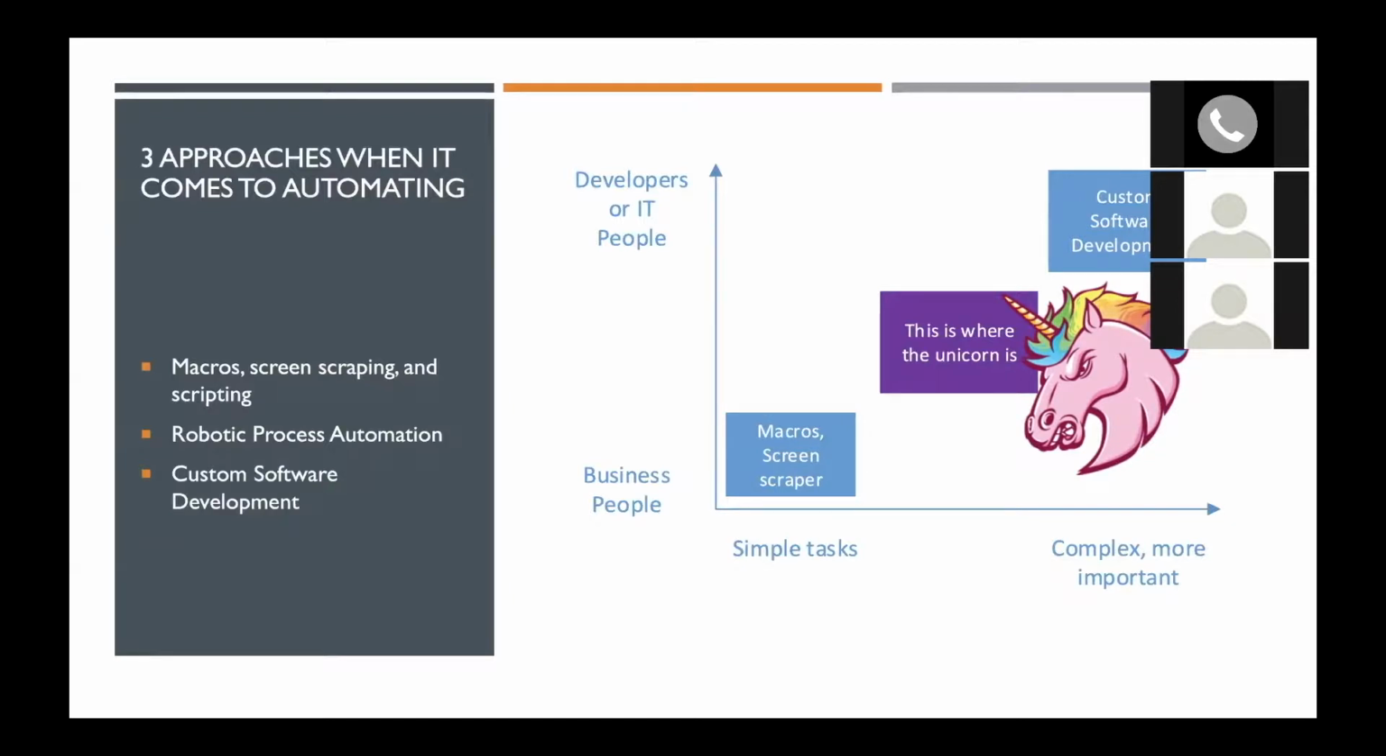The first one is, since computers were born, macros and scripting have already been there. Depending on the graph, we can see that business people can automate using Excel, depending on how simple the task is. At the end of the spectrum of the graph is how complex or important it is in the organization. The other axis is how technical you need to be in order to come up with an approach.